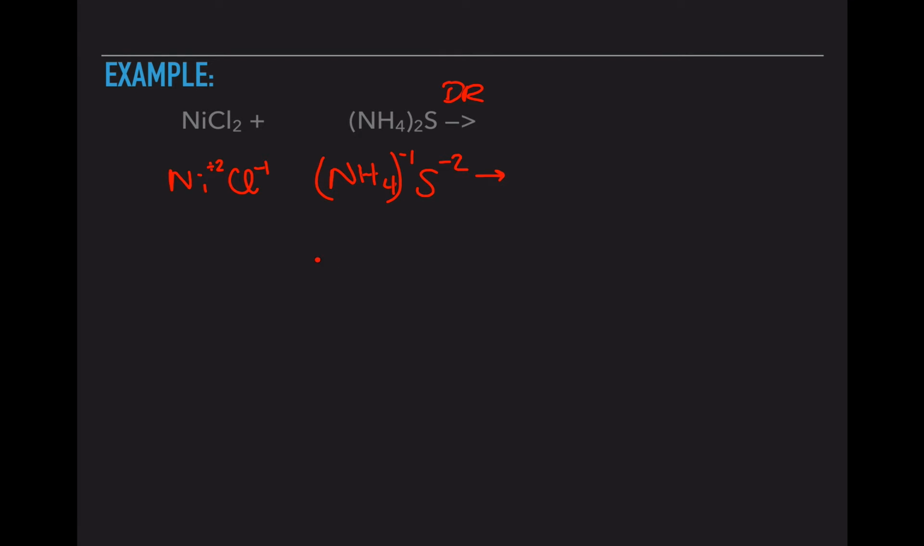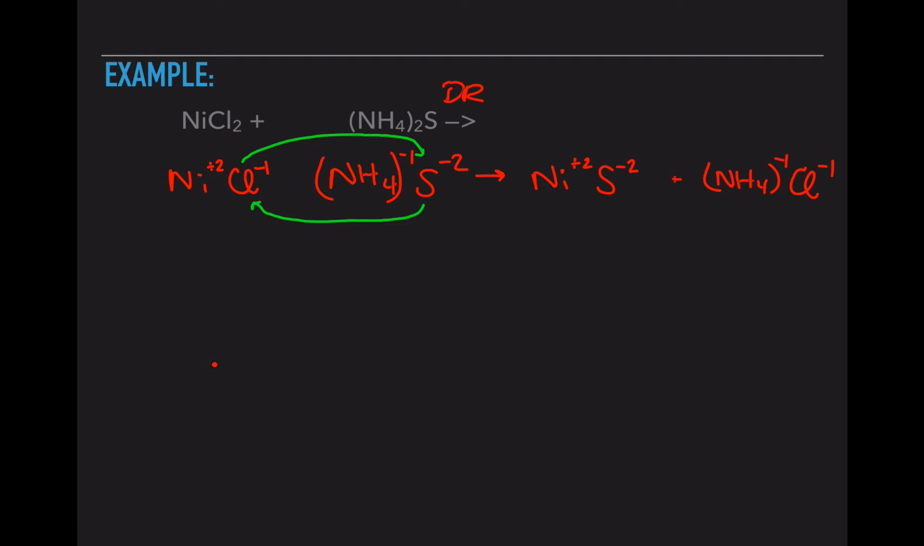So after the arrow, what we're going to end up doing is flipping out this second element. So sulfur is going to come over here, and chlorine's going to go where sulfur is. So I'm going to rewrite this for step 3 with the new partners. So Ni has his +2, and S has its -2. NH4 has a -1, and Cl has a -1.